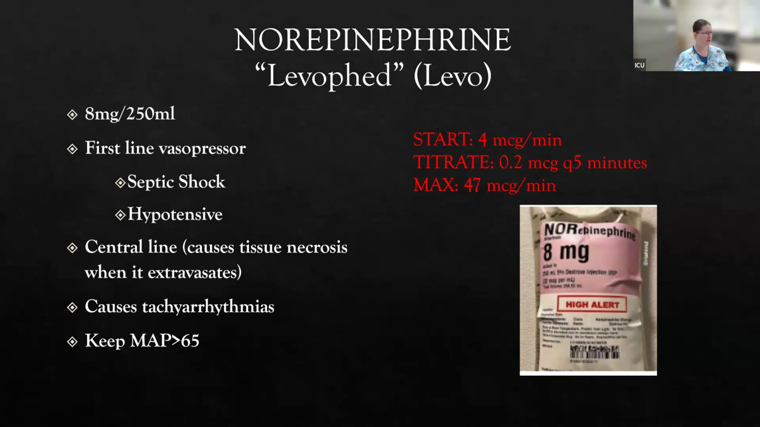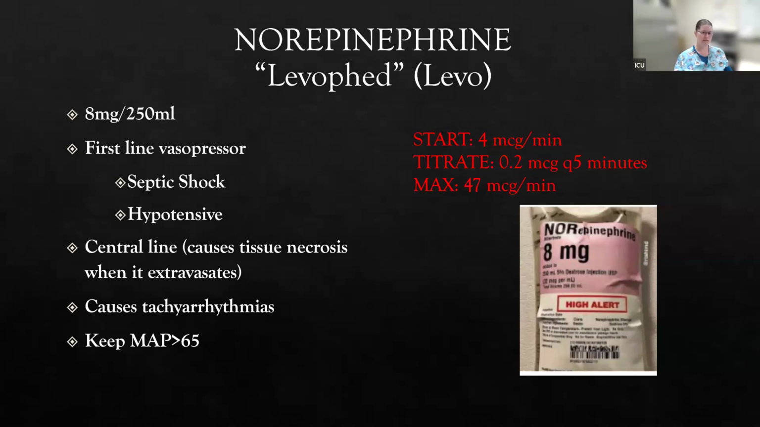Okay, so 8 and 250 is a standard concentration. Obviously, that's going to vary depending upon the institution. And you might want a higher concentration as your patient develops renal problems or fluid overload problems, okay? Levophed has changed over the years from being a last line, last ditch effort vasopressor to now a first line vasopressor in septic shock and hypotension. All it does is vasoconstrict for our purposes.